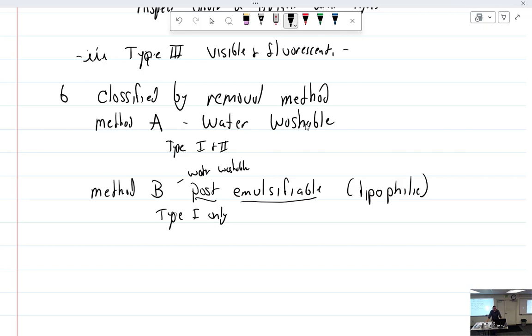There's a thing called an emulsifier, which makes it emulsified, which means break it down, not like the Raptor style, but break it down with water. So the method A has an emulsifier built into it, even though it is an oil base, water washes it away because it's got an emulsifier built into it.